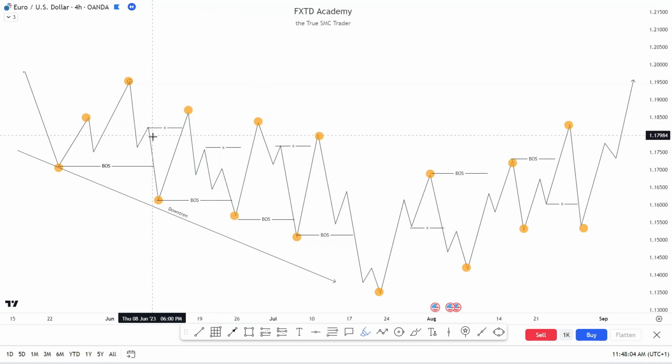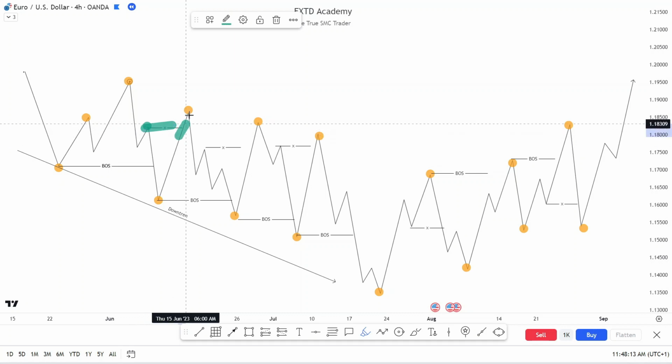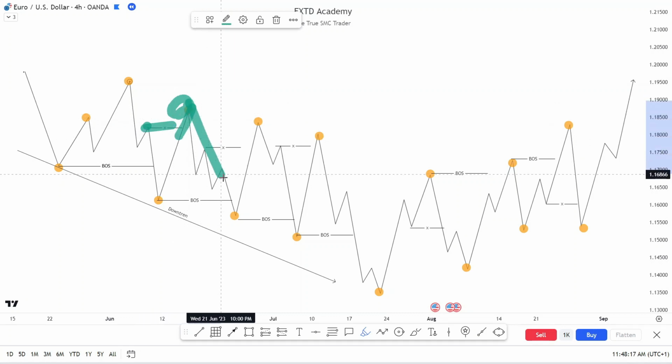So now that we see this as a valid pullback, we want to see this high taken. Once price takes this high, we want to look for entry opportunities on a lower time frame, and ride it to this low, because in this scenario this is a weak low.